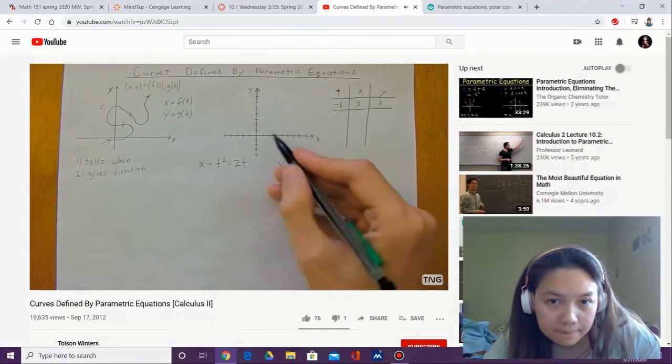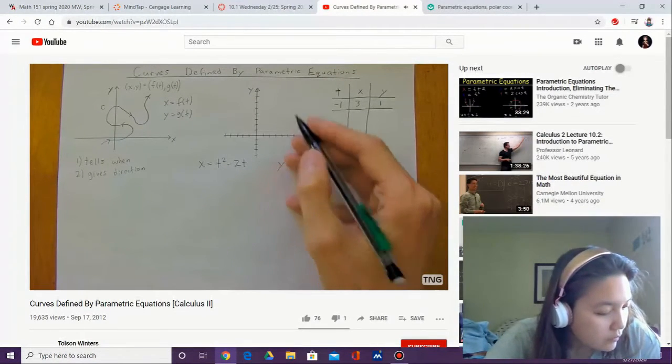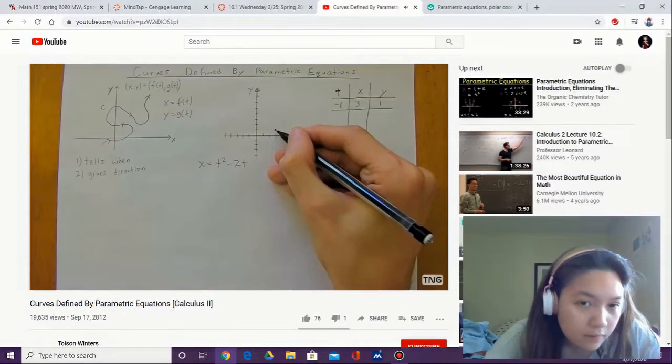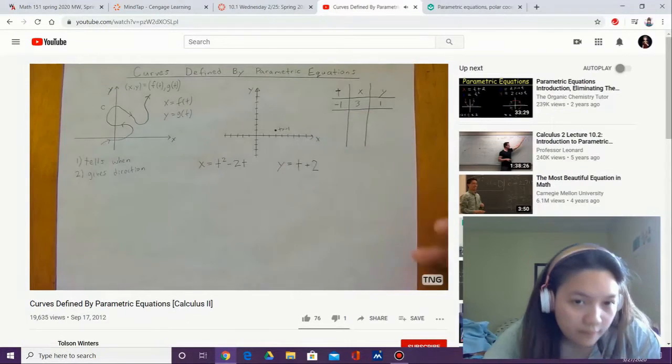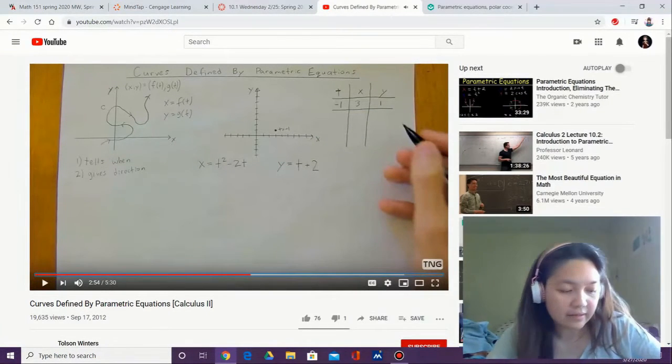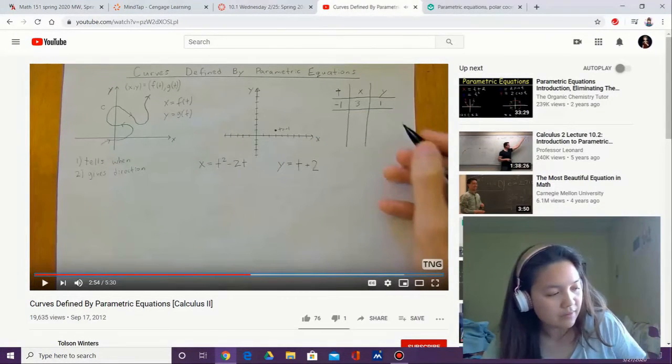So x is 3, so 1, 2, 3, y is 1 up here, and that is at t equals negative 1. And so, okay, that makes sense.